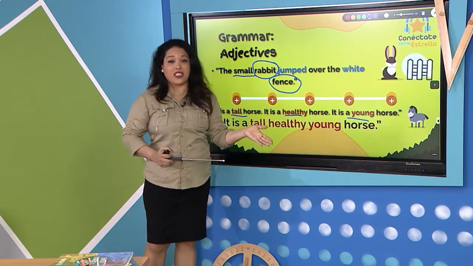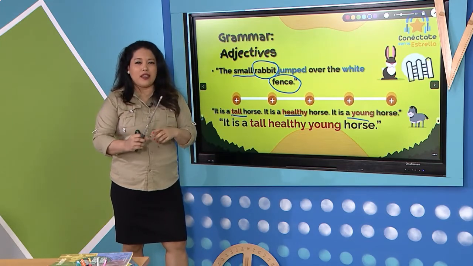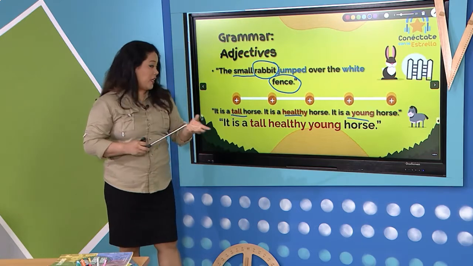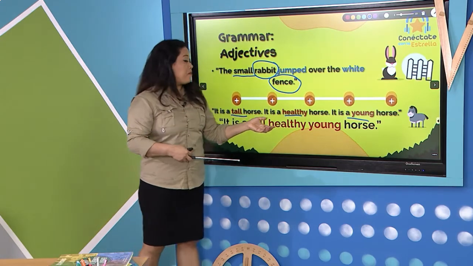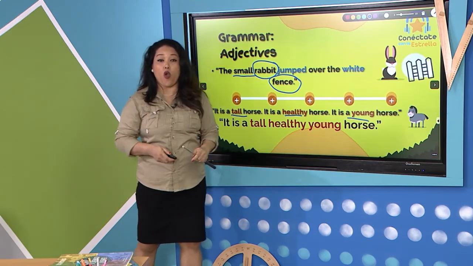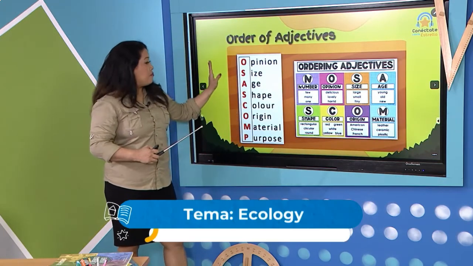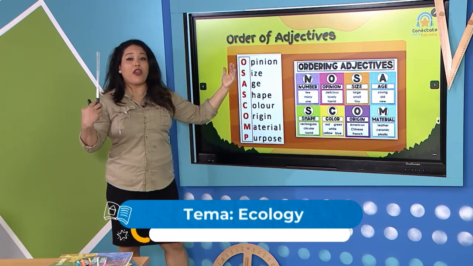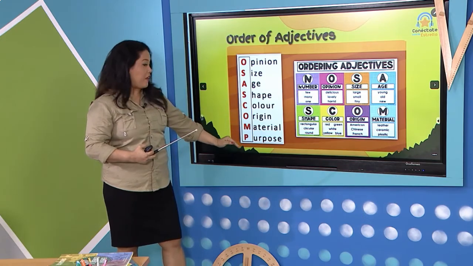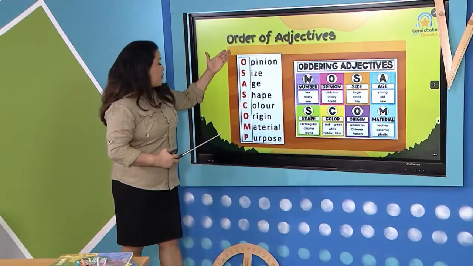So using more than one adjective in a sentence significantly reduces the effort for those who are writing or talking, so they can read carefully. But you have to take into account that the adjectives have a specific order. So I want to give you a tip using this acronym, OSASCOM, so you can remember the order of the adjectives. O for opinion, S for size, A for age, S for shape, C for color, O for origin, M for material, P for purpose. OSASCOM.